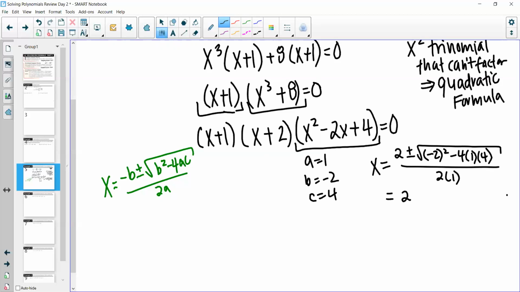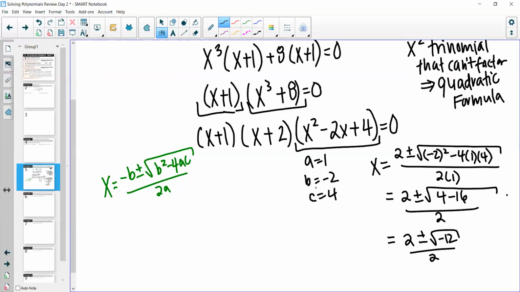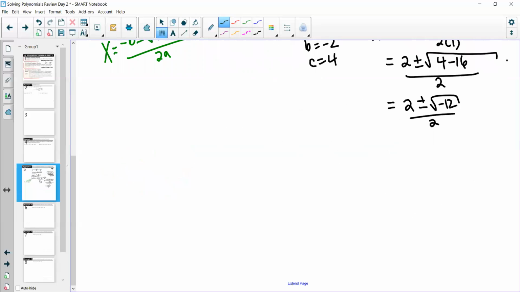And as we simplify this, we get 2 plus or minus the square root of 4 minus 16, divided by 2. And this is going to be 2 plus or minus the square root of negative 12, over 2. Okay, so now we're running into this problem where we have a negative radical inside. What do we do when we have a negative radical? Well, remember that negative 12, if we break it down and simplify, breaks into negative 1 and 12, and 12 breaks into 2 and 6, and 2 and 3.